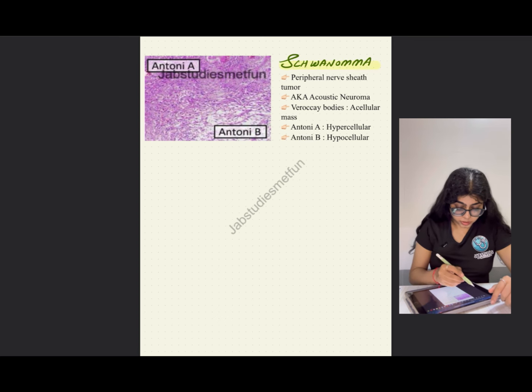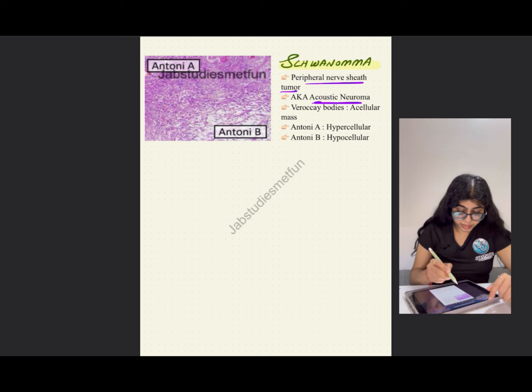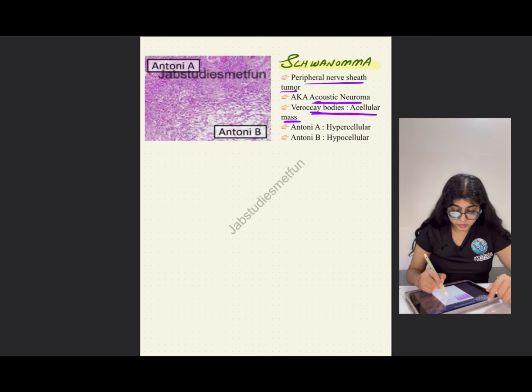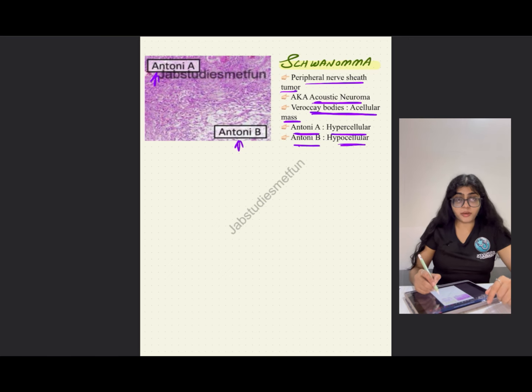Next one is schwannoma, a peripheral nerve sheath tumor, also known as acoustic neuroma. The most important thing about it is it has Verocay bodies, which is an acellular mass. Antoni A and Antoni B are two kinds of phases that you can see a schwannoma in. Antoni A is much more pigmented than Antoni B. Why is that? It's because Antoni A is hypercellular as Antoni B is hypocellular.